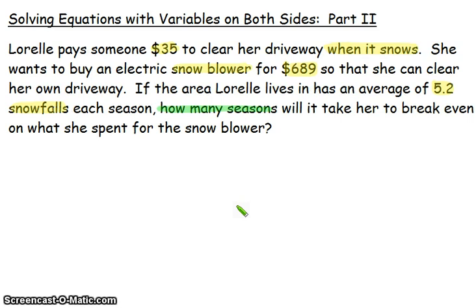This is what I like to do with word problems. When I approach this word problem, I want to think it out. I want to think about putting myself in the situation. Okay, every time it snows, I'm paying someone $35 to come to my house and clear my driveway. Where I live, I get an average of 5.2 snowfalls. So nearly 5 snowfalls every year. I'm going to pay someone $35 for each one of those snowfalls. So I decided I'm going to pay $689 and buy myself a snowblower. I'm just going to do it myself. So we want to figure out how many seasons. Kind of think of it as how many years, if you want to think of it that way, but how many seasons will it take her to break even?